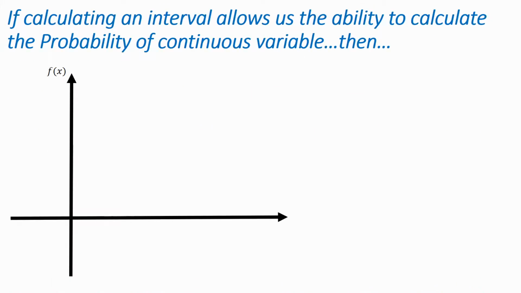This is the theory. If we know it has to be a region, and you can work out the probability based on a region, then as long as you can model a situation where you can find the region. If calculating an interval allows us to calculate probability, then let's say I've modeled my situation. This is my f of x. If I asked you to find the region 0 to 4, the chance of something occurring is modeled by the area. So the probability is the area.